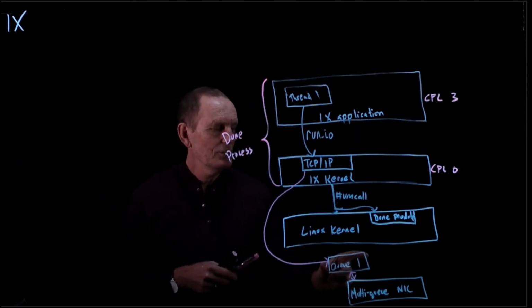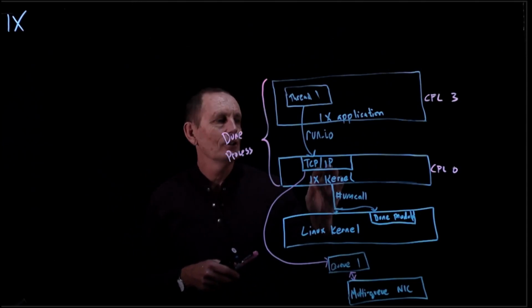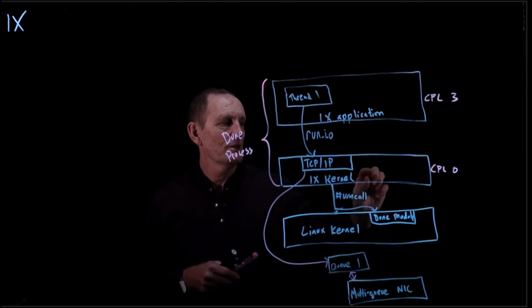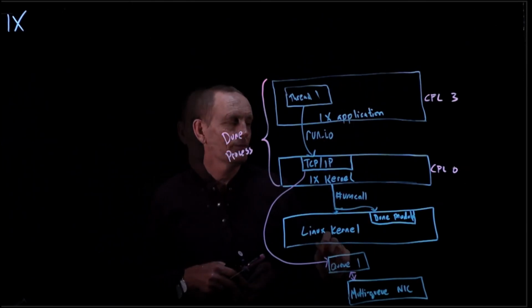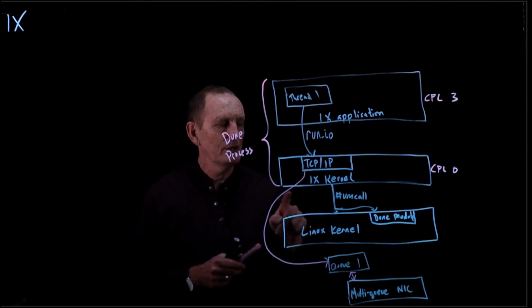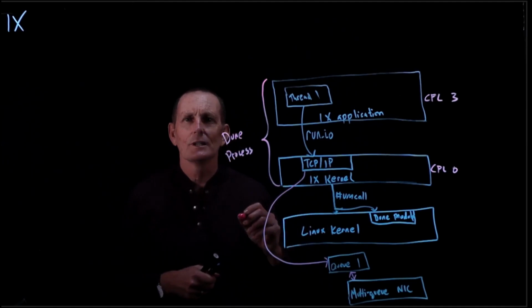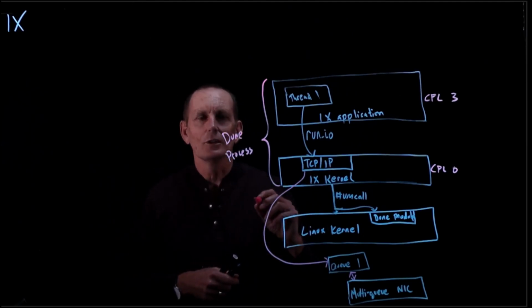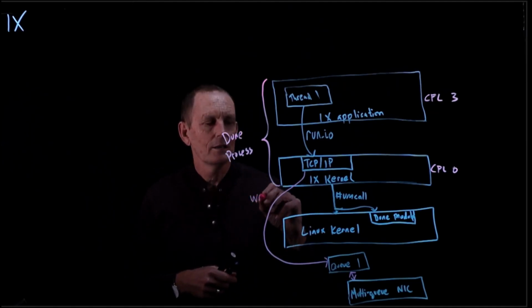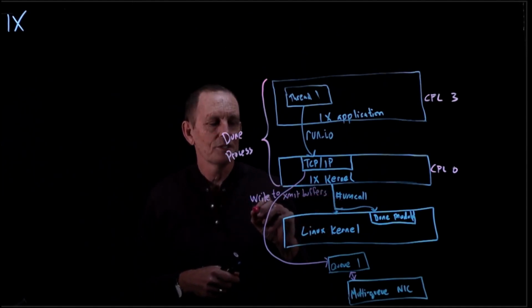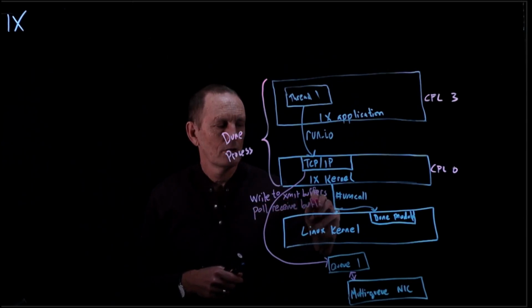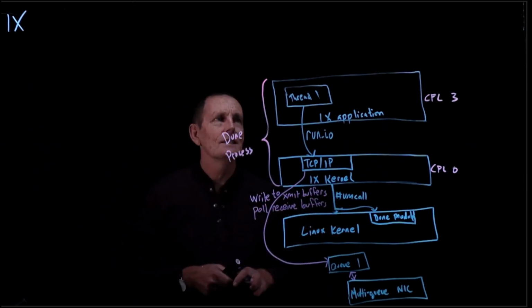Okay. These queues are actually in kernel memory in the IX. So that's where they're actually stored. So it's memory that is protected from the application. And so what is happening here is the TCP/IP stack is really doing two things with the queue. One, it's writing to transmit buffers. And the second thing is it's polling receive buffers. So this is the organization.